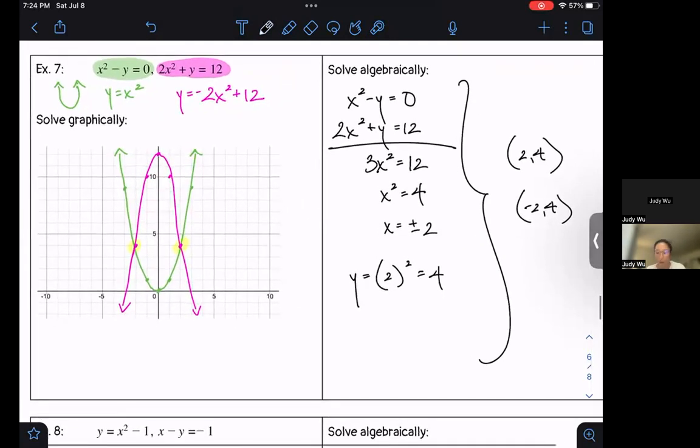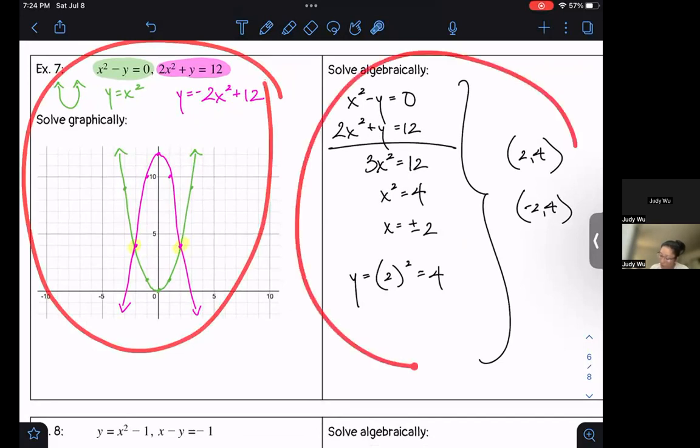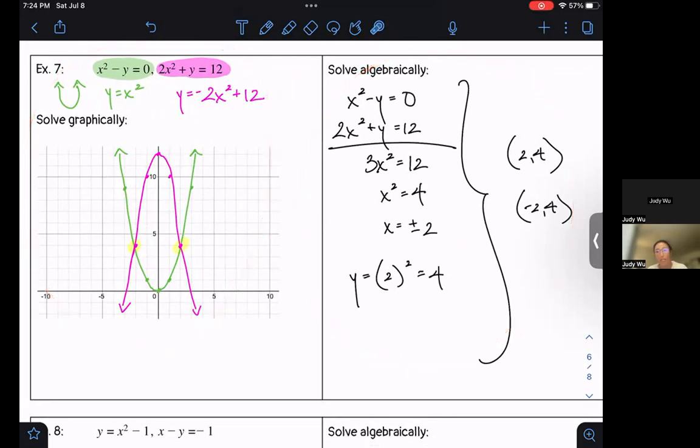So this one I think would be much more in line with something I might ask on a non-calculator test. The graphing is pretty straightforward and the algebra falls out pretty nicely with the numbers. But the biggest check here for yourself is make sure you are doing plus and minus when you take the square root. Now let's take a look at the last example, number 8.